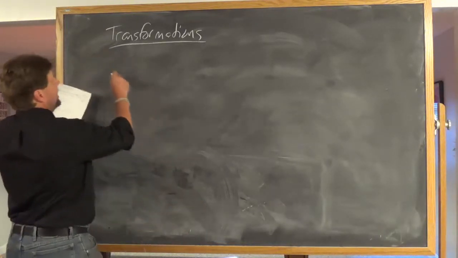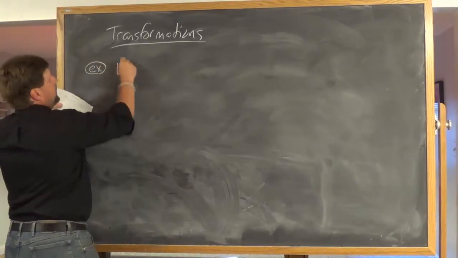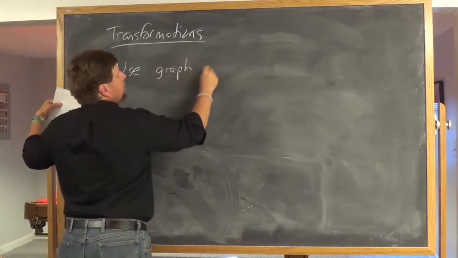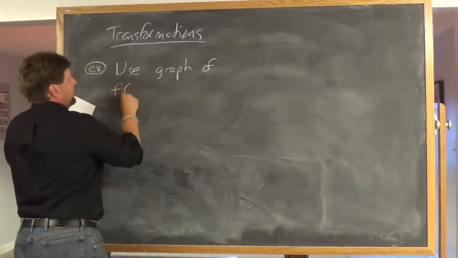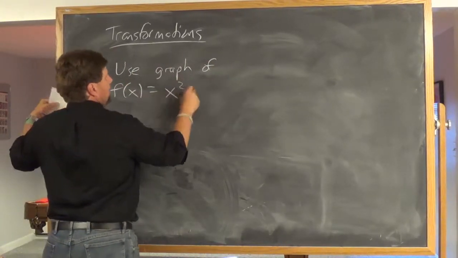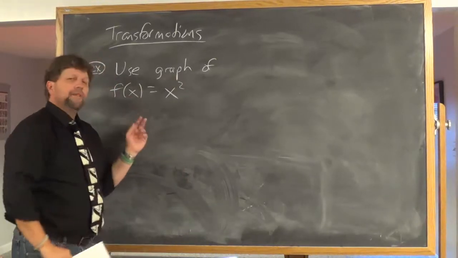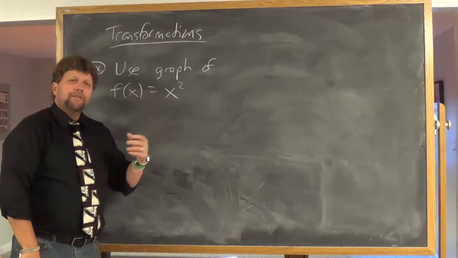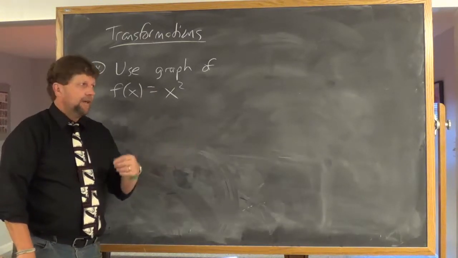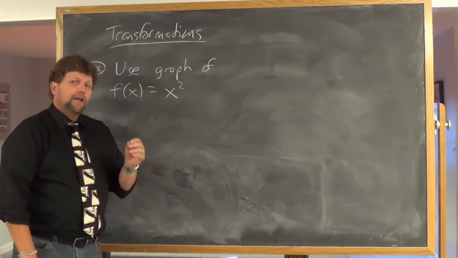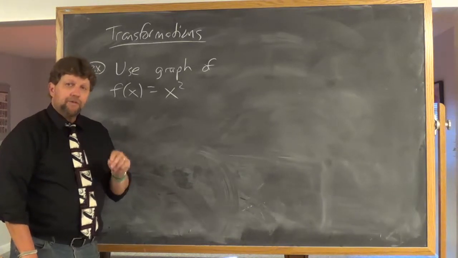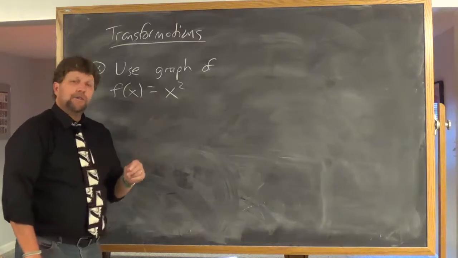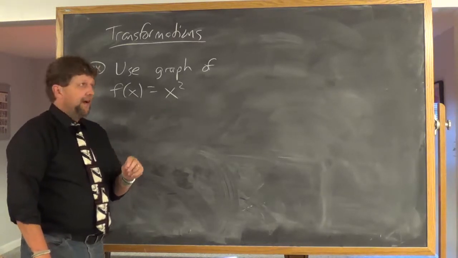So a typical example would be to use the graph of a function, and here I'm saying f of x equals x squared. And it's using graphs of those basic functions. In last week's video I pointed out there were some basic graphs I would expect you to know without using your graphing calculator. F of x equals x squared, that is one of those graphs.